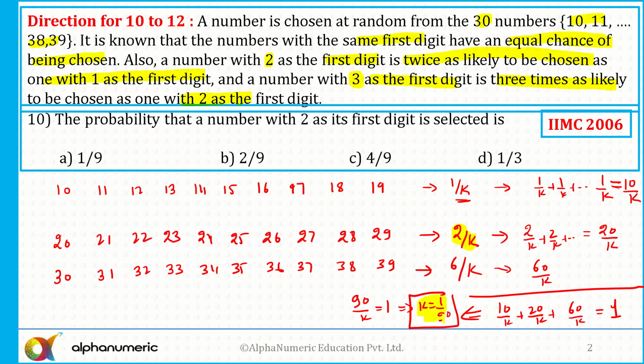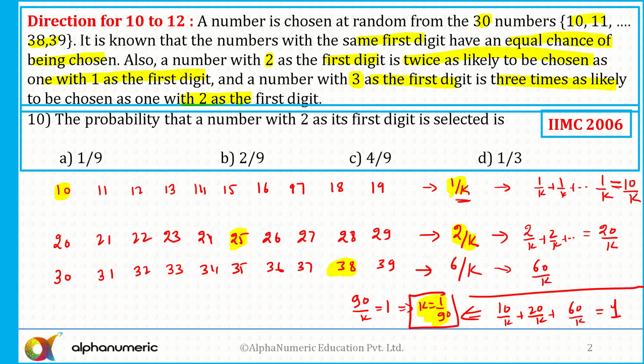So let me highlight this. The probability of picking the number 10 is equal to 1 by k, which is 1 by 90. Or probability of picking the number 18 is 1 by 90. Probability of picking the number 15 is 1 by 90. Like probability of picking the number 25, that is 2 by 90. Or probability of picking 27, it is going to be 2 by 90. Or any number starting with 3 has probability of 6 by 90 here.